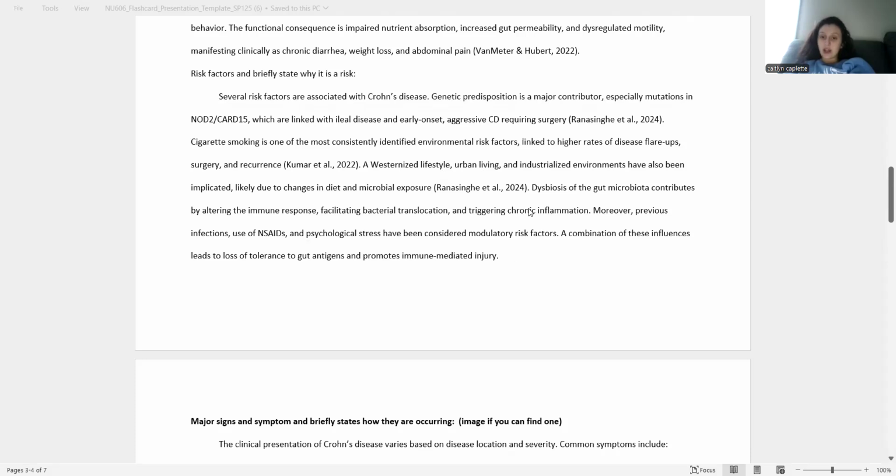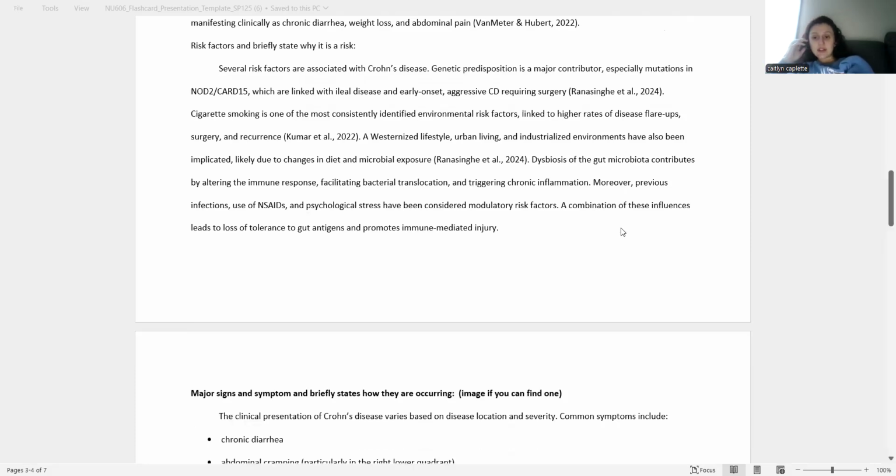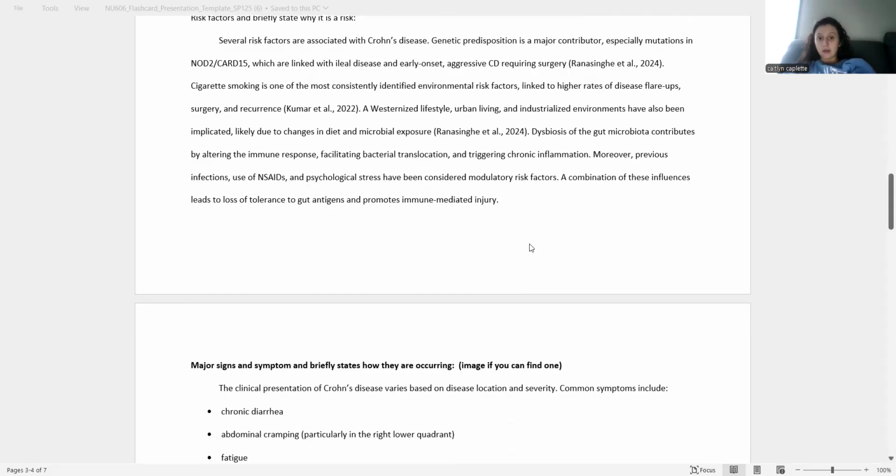Also, a westernized lifestyle, urban living, and industrialized environments are linked as risk factors, likely because of the changes in diet and microbial exposure. Dysbiosis of the gut microbiome contributes by altering the immune response, facilitating bacterial translocation, and triggering chronic inflammation. So, previous infections, use of NSAIDs, and physiological stress that can disrupt this have been considered somewhat modifiable risk factors. A combination of these influences leads to loss of tolerance to gut antigen and promotes immune-mediated injury.